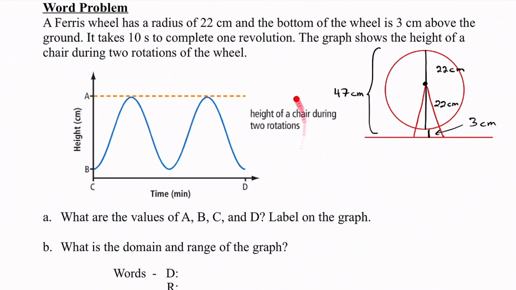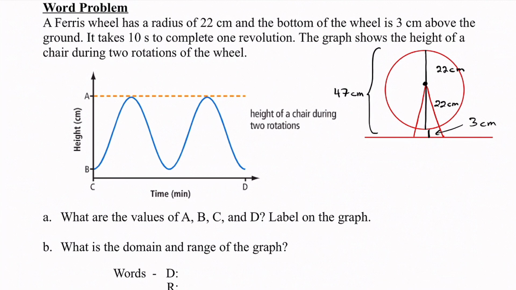Just to describe what this graph is, we got our time on the horizontal axis. Time always has to go on the bottom there. And then we got height in centimeters, and that is on the vertical axis. And time is represented in minutes. So that's going to be kind of a problem because we were given this in seconds. So we're going to have to convert one to the other.